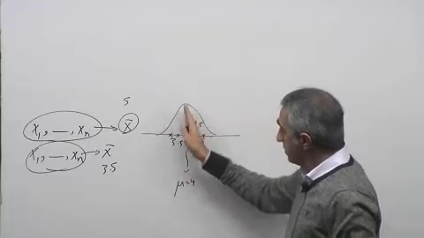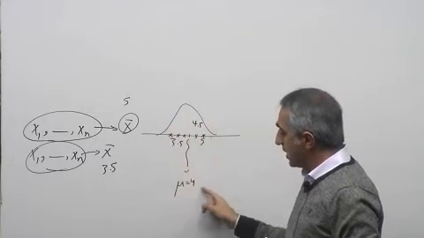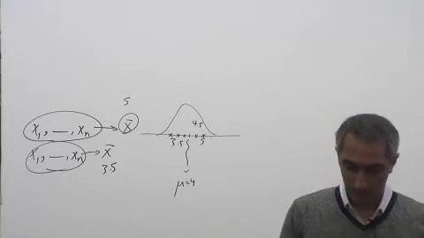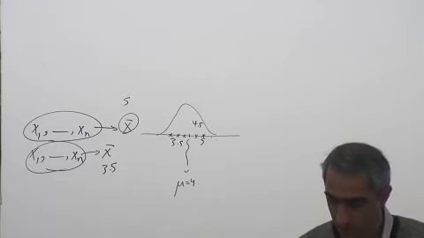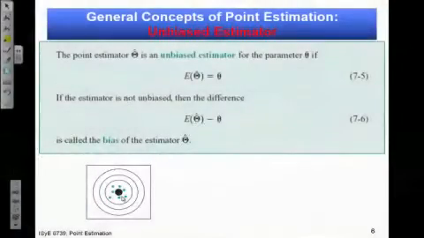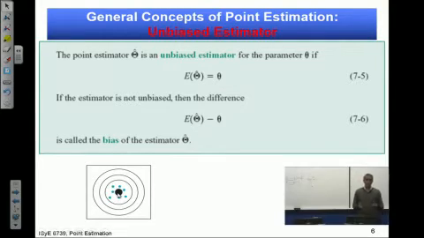So if the average of this distribution is the same as your parameter, then you have an unbiased estimator. I think I have a very intuitive figure here. Let's say this is the parameter, and these points are the point estimates that you observe. You can see the average of those shots is on target. So in this case, you can say you have an unbiased estimator.